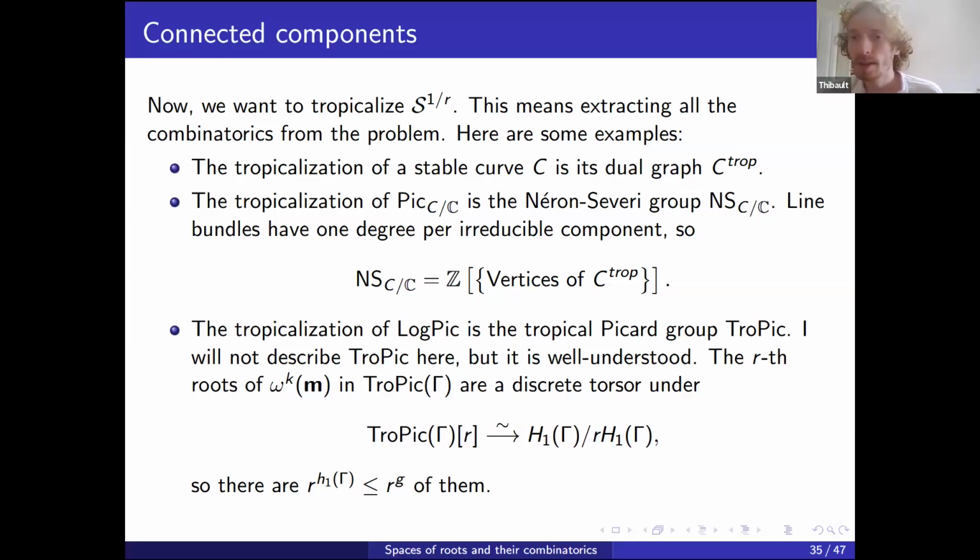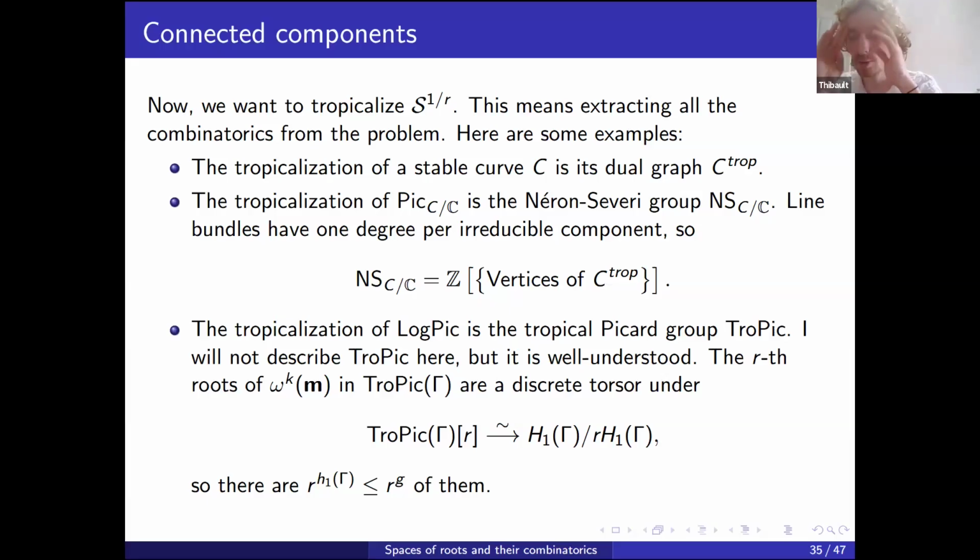In particular, if I take my same omega_k of m as usual, I map it to Tropic and I try to look for rth roots there, they're going to form a torsor under this torsion subgroup. And so I know exactly how many I have, right? I'm going to find r to the h1 of gamma roots inside Tropic.